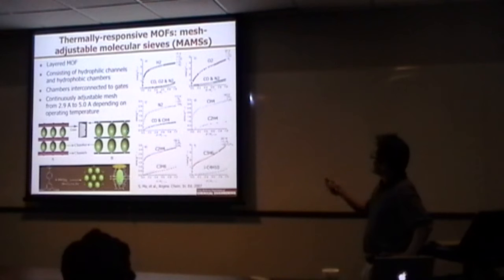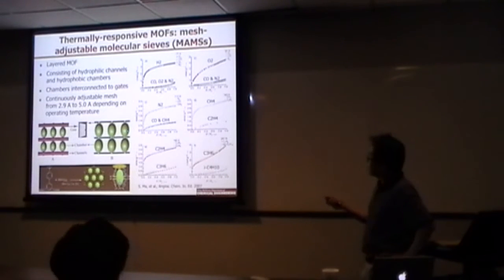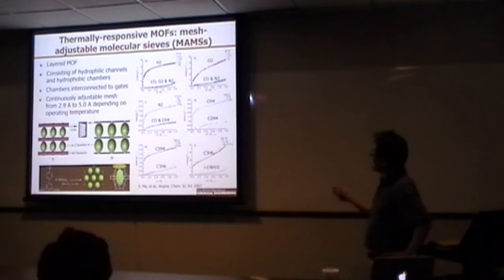Again, like I said, this is MAMS. That's what they call mesh adjustable molecular sieves. These are layered structures, and they are claiming that they have this gate over here, and they have space in between. Now, for the gas molecule to access this space, they have to go through the gate. Now, these gates can be selectively adjustable depending on the temperature, from 2.9 angstrom to 5 angstrom. Here, they have shown that this is possible based on gas adsorption measurements at different temperatures.